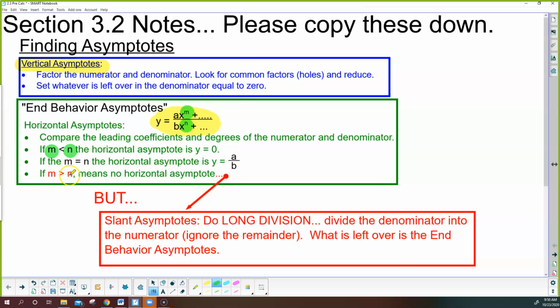But the new part today is what happens if the degree is larger on top and smaller on bottom. Well, it's always told us that there was no horizontal asymptote. However, there is something that occurs when the degree on top is bigger than the degree on bottom, and that's slant asymptotes. And how does that tie into what we've been doing? Well, to figure out where the slant asymptotes occur, we do long division, which is just dividing the denominator into the numerator, and then we're going to ignore the remainder. And what's left over is the slant asymptote.